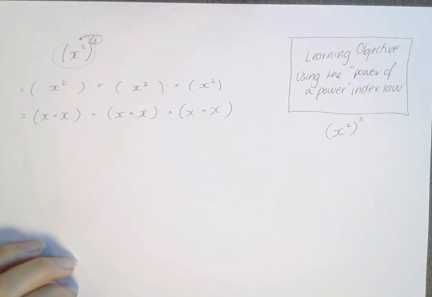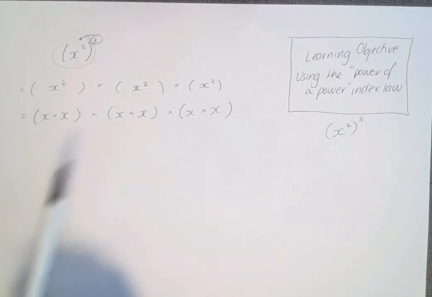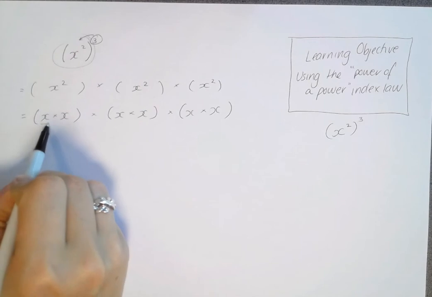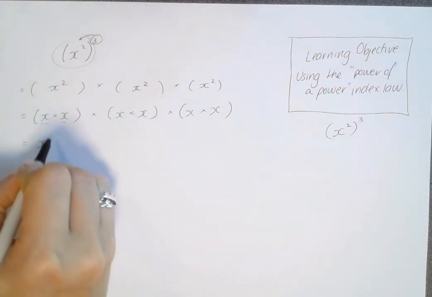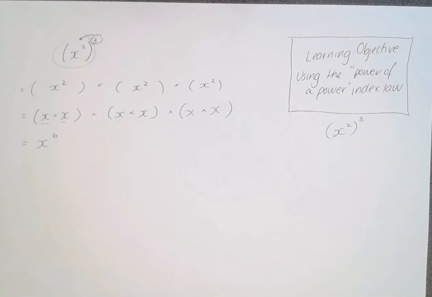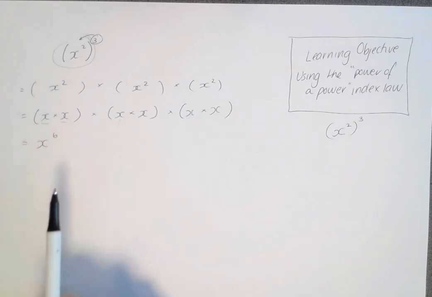Now it doesn't actually matter whether we've got the brackets there or not for this one, because they're all just multiplying together. And if we do this and we count 1, 2, 3, 4, 5, 6, we suddenly have x to the power of 6 because we're multiplying x together 6 times. Right, we counted those. Now we should be able to see a pattern here.